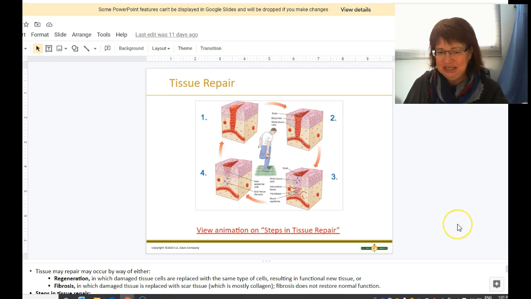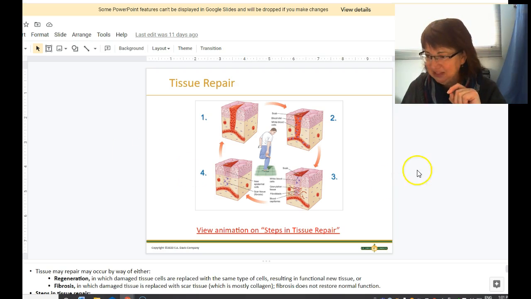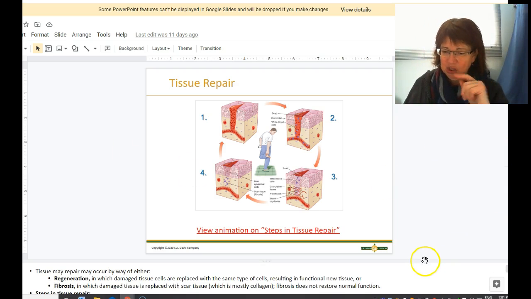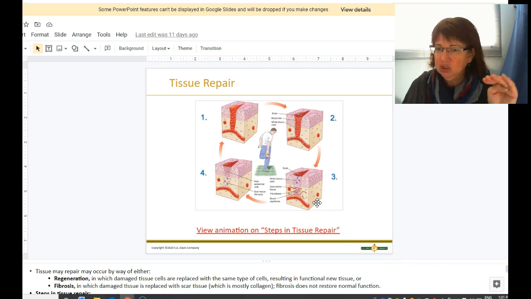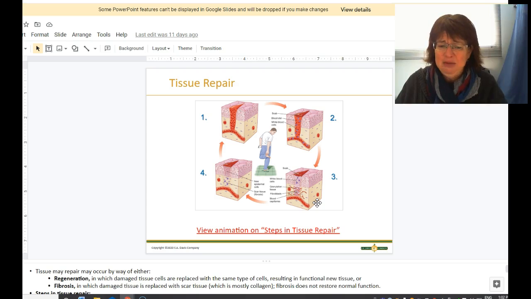Now, depending on the damage, you can have 2 types of repair. You can have regenerative, and regenerative means you have less damage and your cells will be replaced with the exact same type of cell, and it is also functional. So there's no scarring. Bone is a very good example of this, usually, unless it's a big break. Even if you just do a little cut, no scarring, because the cells are replaced with the same cells, completely functional.